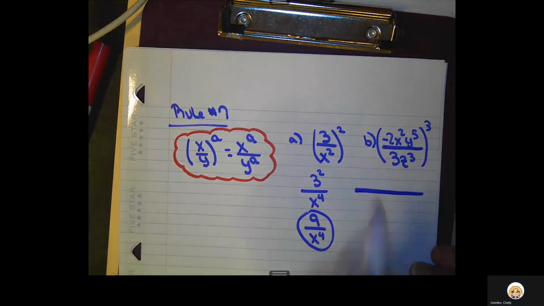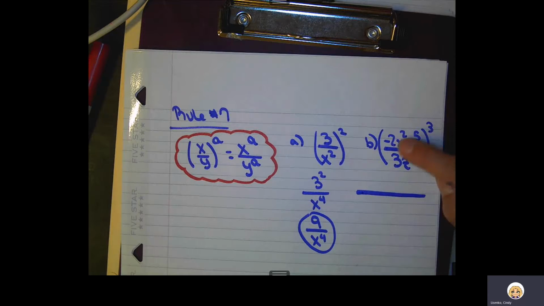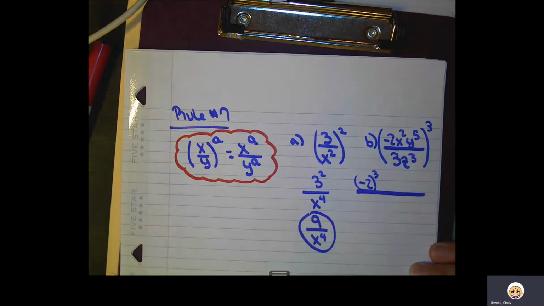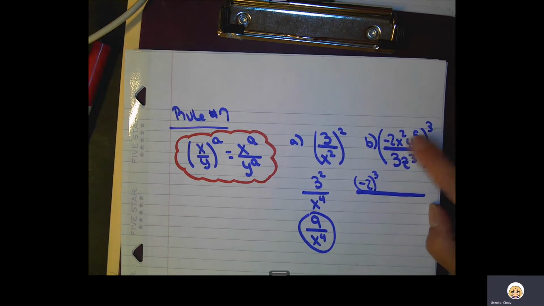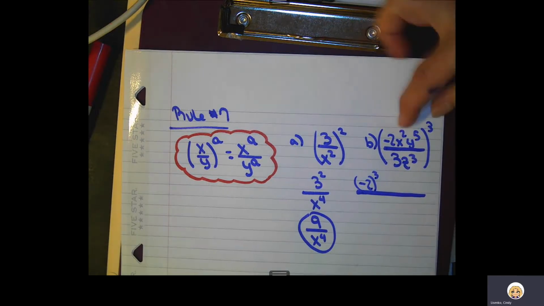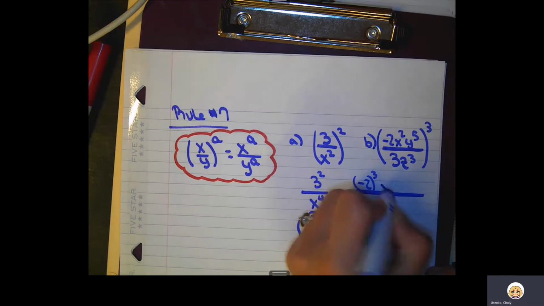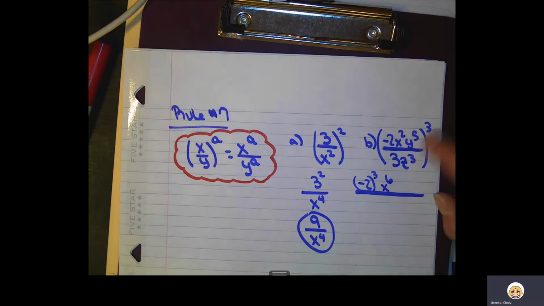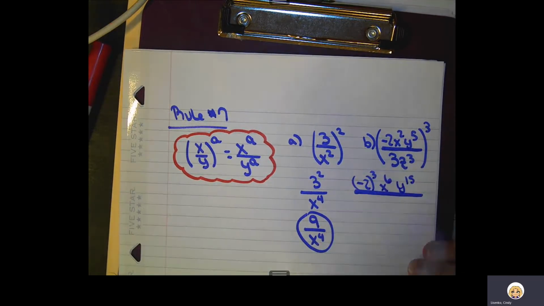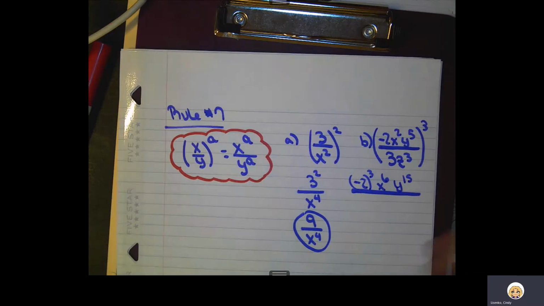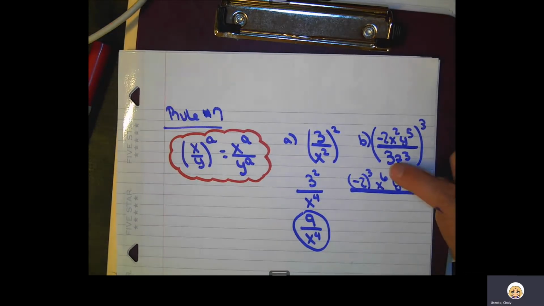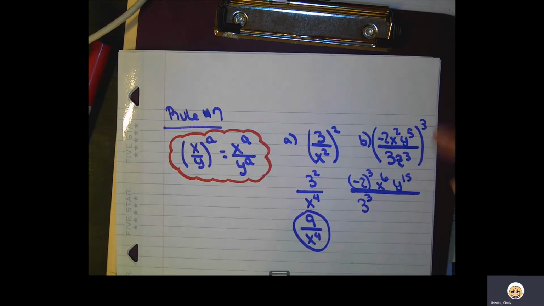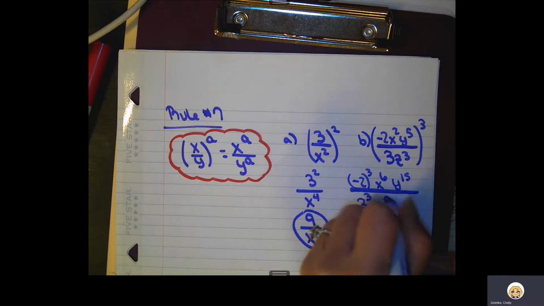So on the top, I need to give this 3 to everything. So this negative 2 becomes negative 2 to the 3rd power. I'll simplify it later. This x squared, remember, multiply exponents. I didn't multiply the 2 because it's not an exponent. 2 times 3 is 6, so x to the 6th. Y to the 5th, if I do to the third power, 5 times 3 is 15, so y to the 15th. On the bottom, I need to give this 3 to everything. So this 3 becomes 3 to the third power. This z cubed, 3 times 3 is 9, so it becomes z to the 9th.